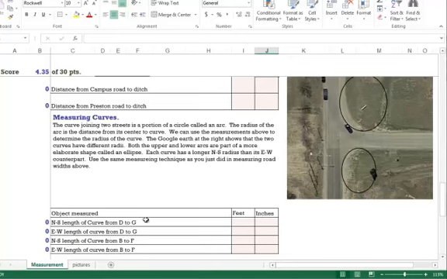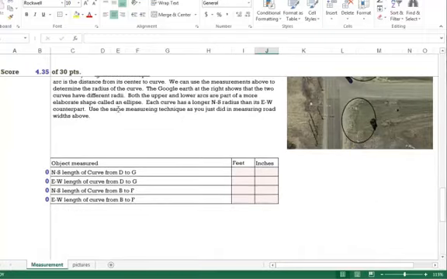Measure the east, west, and north, south dimensions of each of these curves, because if you notice, the curves aren't circular, they're more elliptical in shape. When you get done, you will have 30 points up here for your score.